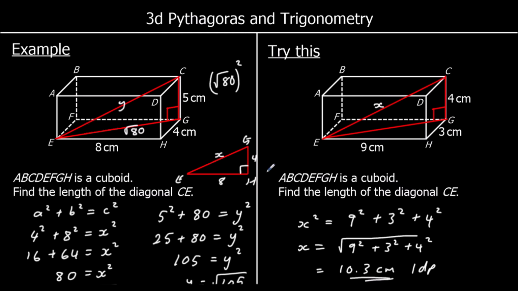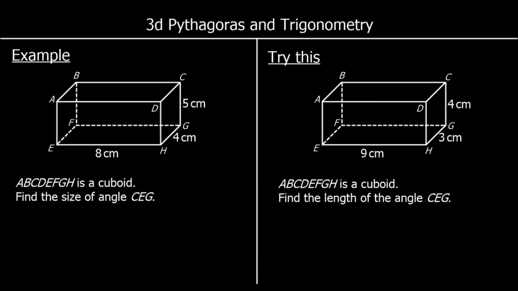So we could have done this in 2 triangles. We could have said, let's find EG by doing 9 squared plus 3 squared, and then square rooting. So we would have got root 90, and then we could have done root 90 squared plus 4 squared equals x squared. So 90 and 16 make 106, and square rooted, we would have got the same thing.